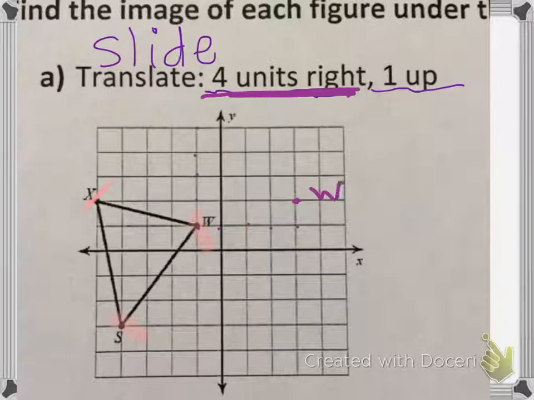And then X is going to move right 4 and up 1. So 1, 2, 3, 4, and up 1. So my new point right here is going to be X. And then S is going to move right 4 and up 1. So 1, 2, 3, 4, and up 1. So my new point for S is going to be right here. And so what I really did there was I just translated, or slid, that to its new location, which was right 4 and up 1 from its original.